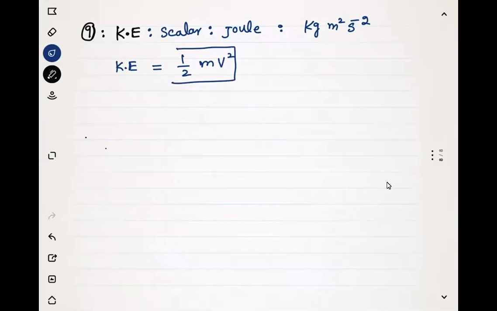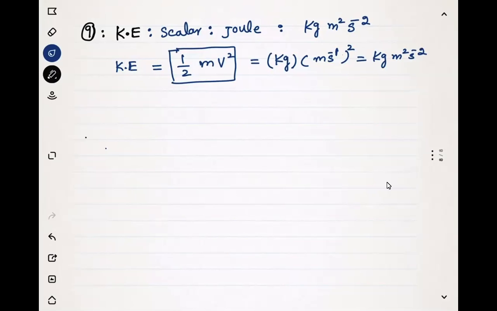So the unit could be written as: 1 over 2 has no unit. Unit of mass is kilogram, and unit of speed is meter second minus 1, and whole square. So it would become kilogram meter square second minus 2. This is quantity number 9.